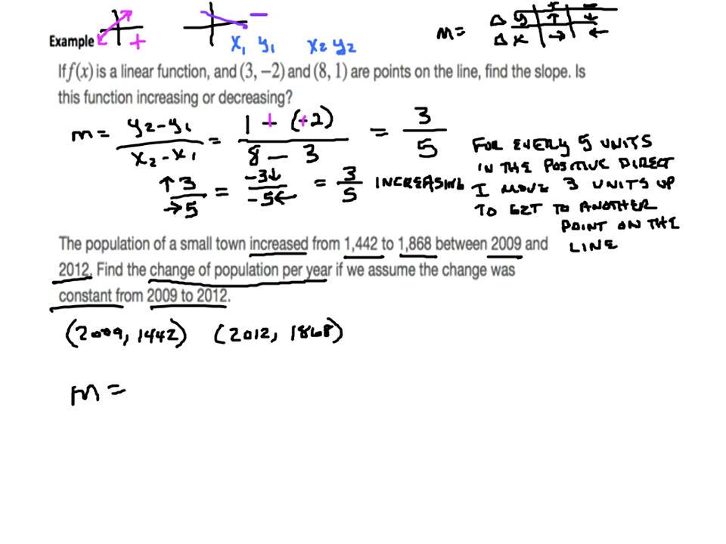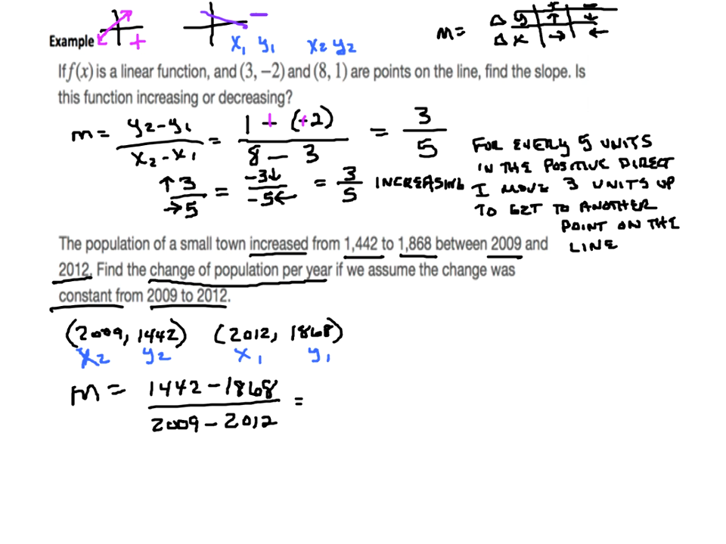Okay, so let me label my points here. We'll call this one X2, Y2, and this one will be X1, Y1. It does not matter. You just can't mix up your points like X1, Y2, but you'd never do that anyway. All right, so 1442 minus 1868 over 2009 minus 2012. Okay, let me grab my calculator.